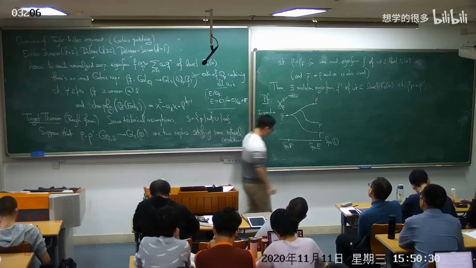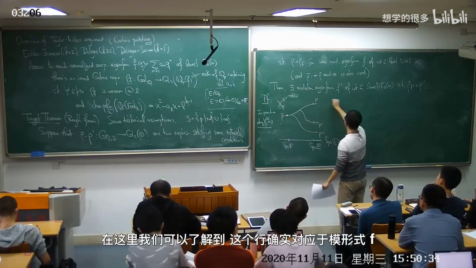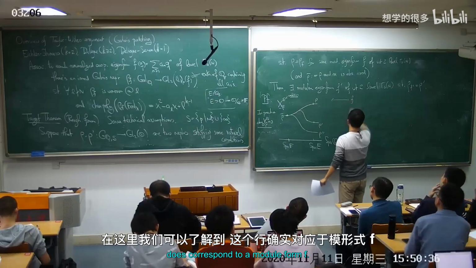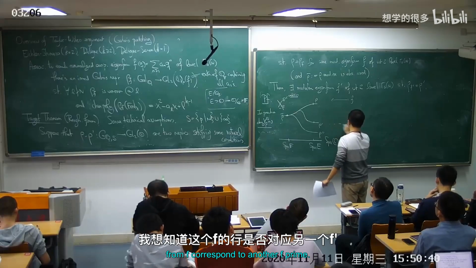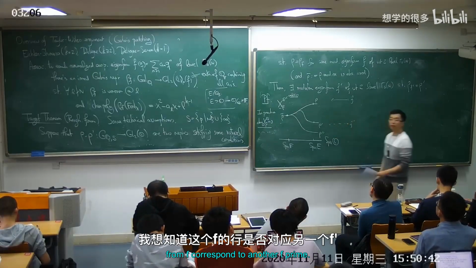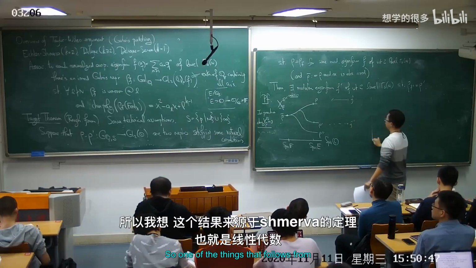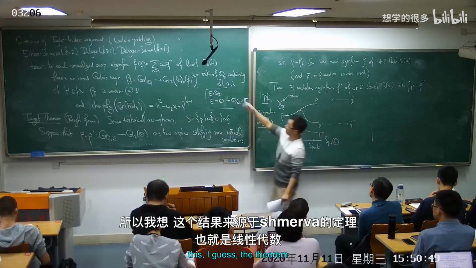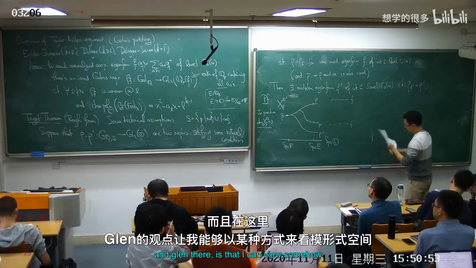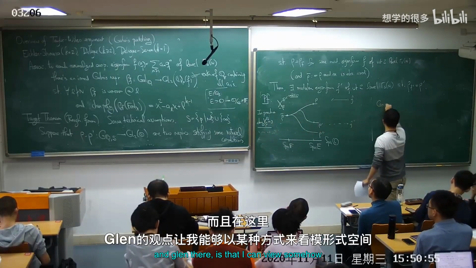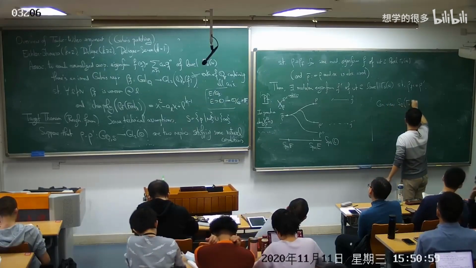modulo L. And what we know here is that this rho does correspond to a modular form F. And I want to know whether this rho prime corresponds to another F prime. So that's the idea. So one of the things that follows from this theorem of Ash-Stevens, Lin and Lin-Serre is that I can view somehow the space of modular forms.